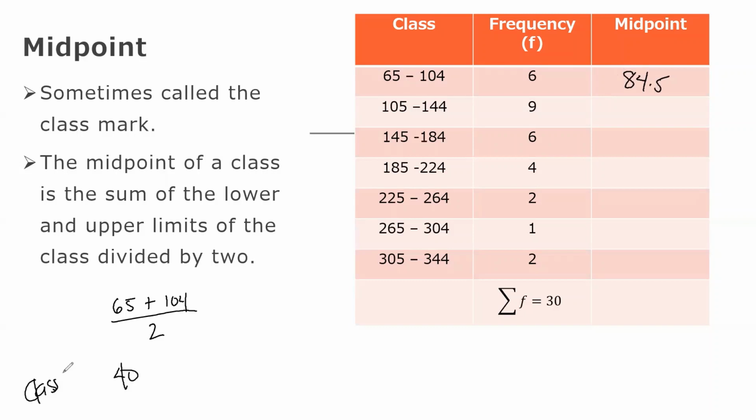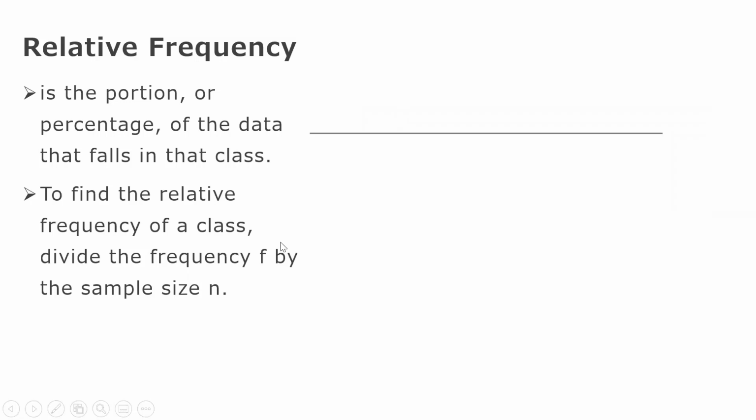Now, once we already have the midpoint of the first class, we're just going to add 40 to 84.5. So 40 is our class width. So that is plus 40, so this is 124.5. Plus 40, this is 164.5. Plus 40, this is 204.5. Plus 40, this is 244.5. Plus 40, this is 284.5. And plus 40, we have 324.5.